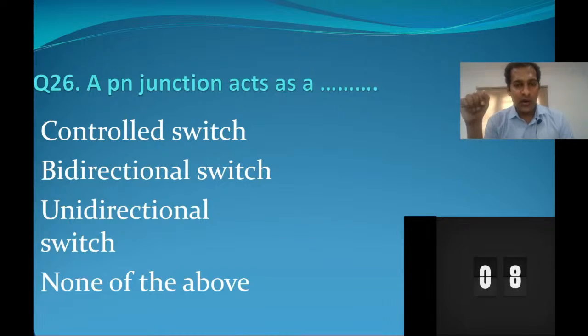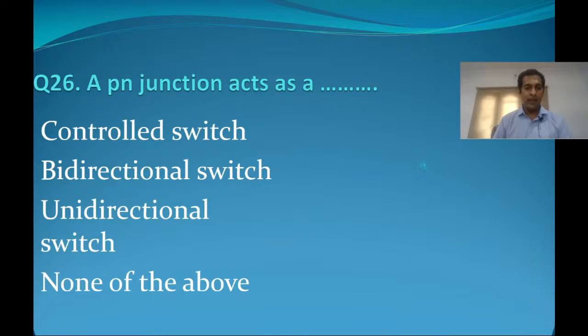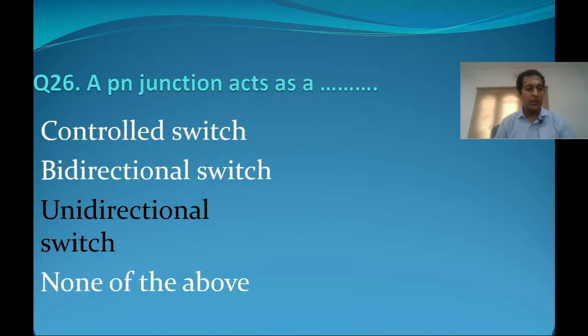A p-n junction diode is, of course, used as a switch, but how can you control the switch? Can you decide when to turn it on and when to turn it off? Is it a bidirectional switch, meaning both directions, a unidirectional switch, only in one direction, or none of the above? Your time ends now and the answer is unidirectional switch.